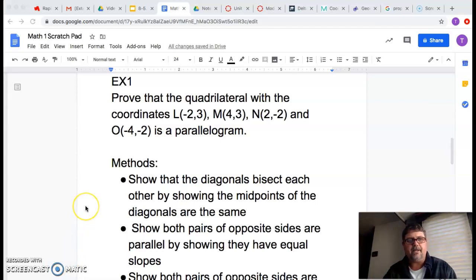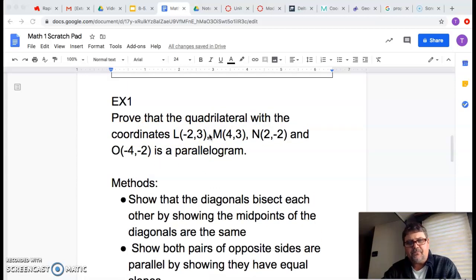Hey everybody, welcome back. Okay, so in the last video we kind of outlined some properties of these parallelograms, and in this video we're going to go ahead and take a look at a proof, and this is called coordinate geometry because they're giving us the coordinates right here, L, M, N, and O, and we're being told to prove that the quadrilateral with the coordinates L, M, N, and O is a parallelogram.